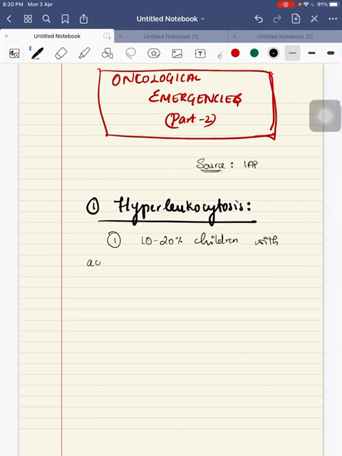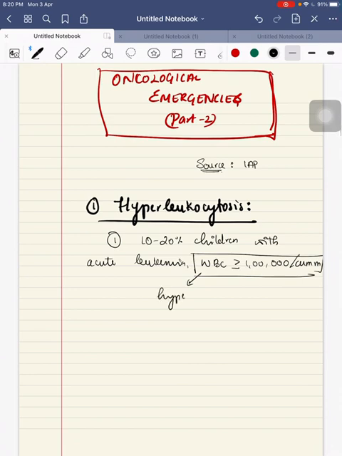So in this, 10 to 20% of children with acute leukemia can have a WBC count of more than or equal to 1 lakh per cubic millimeter, which is arbitrarily taken as the definition of hyperleukocytosis. So children with acute leukemia presenting with a WBC count of more than 1 lakh are said to have hyperleukocytosis.